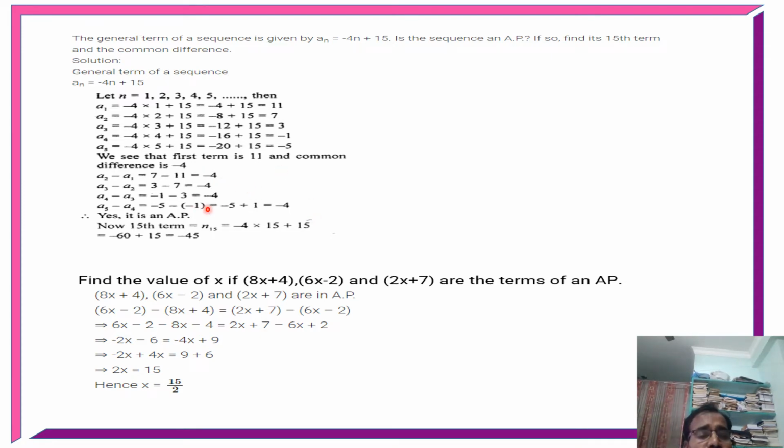It is an AP also because the difference is a fixed value. They are equal in each case: a2 minus a1, a3 minus a2, a4 minus a3, a5 minus a4. In each case fixed, so it is an AP.